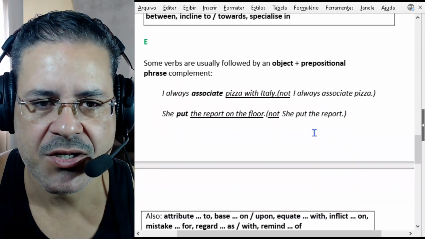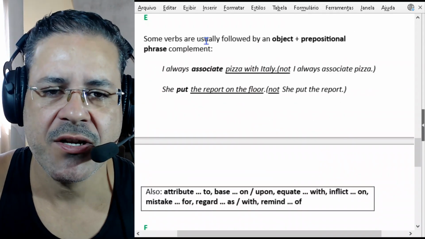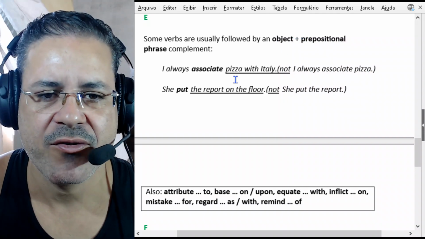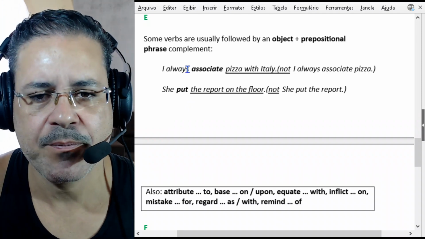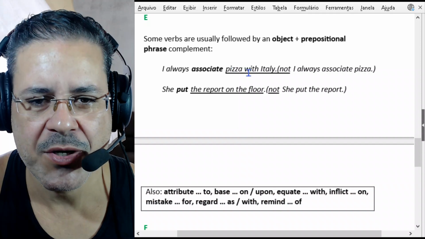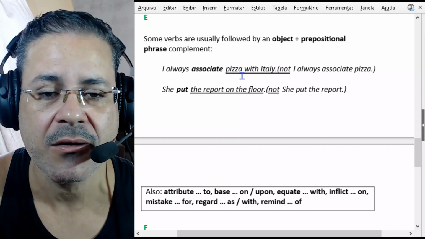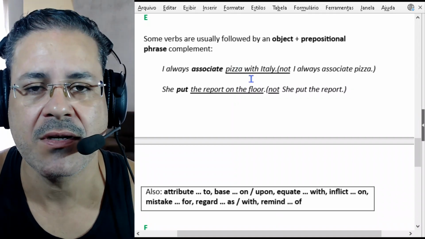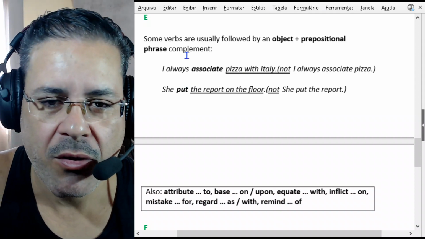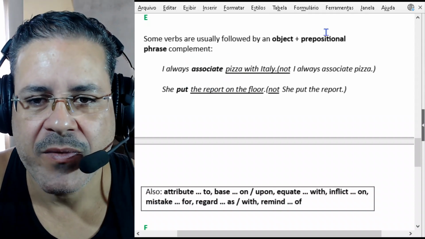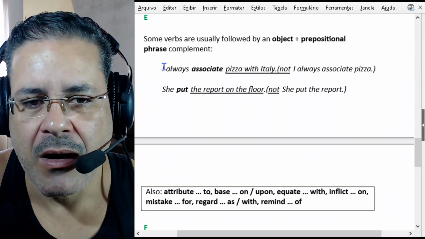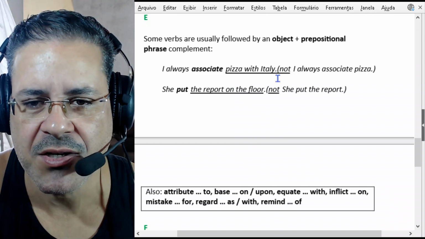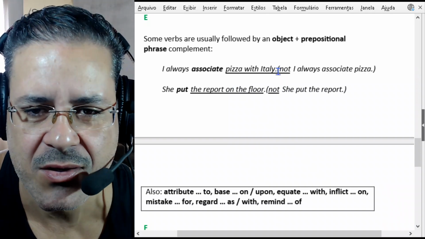Okay, moving on. Section E. Some verbs are usually followed by an object plus prepositional phrase complement. For example, I always associate pizza with Italy. So we have the object pizza. I always associate, oh, you always associate what? I associate pizza. Okay, but you associate pizza with what? With Italy. So those kinds of verbs need a prepositional phrase complement. So for example, I always associate pizza with Italy. I'm not gonna read the wrong example because it does no good for learning.